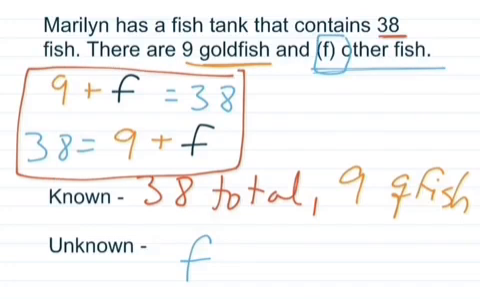These are 2 different representations of the same equation. Remember, it's an equation because it has the equal sign in it right over here. But it's kind of like the commutative property where you can switch around. The 9 plus F is going to equal 38, and F plus 9 will equal 38. Either or. These are both the same right here. So this is how we can write the equation to this word problem. Marilyn has a fish tank that contains 38 fish. There are 9 goldfish and F other fish. We don't need to solve it. That's our equation. We're done.